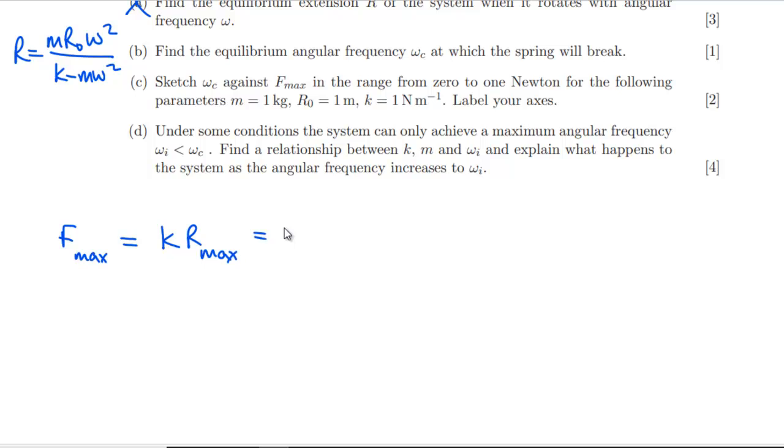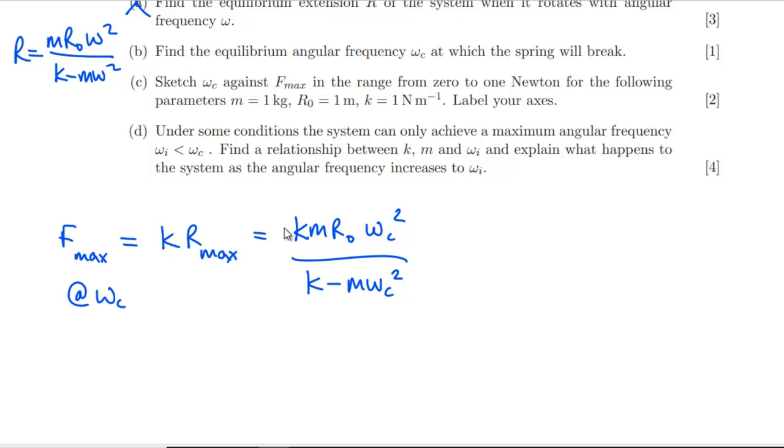So that is at this critical, so that's at omega c. This we can just put in then. So that's going to be K times all of this thing: M R0 omega c squared divided by K minus M omega c squared.